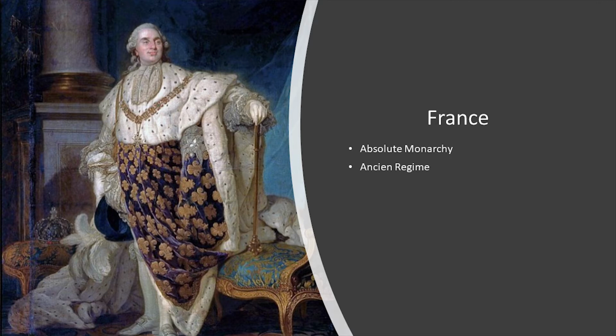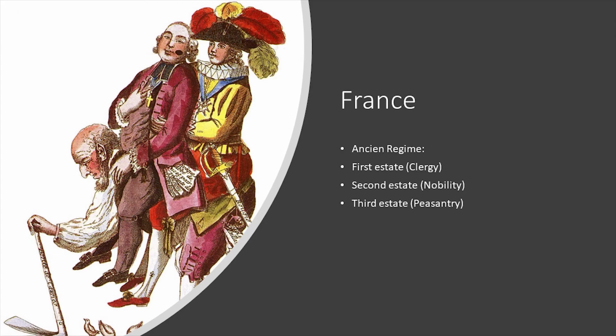Before the French Revolution broke out in 1789, France was an absolute monarchy, meaning the king made all the decisions and the people had no say in anything. France also used the system of the Ancien Regime, meaning there was a strictly hierarchical society with three estates. The first one being the clergy, estimated to make up around 2 to 5% of the population. The second one being the nobility, making up around 2% of the population. And the third estate, or the peasantry, making up around 93 to 98% of the population.